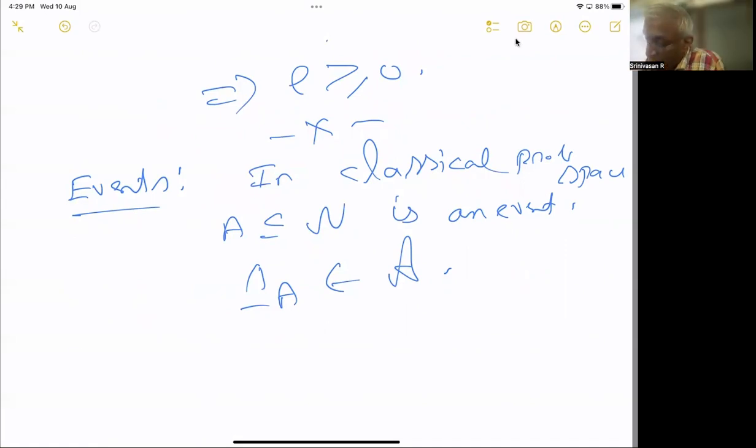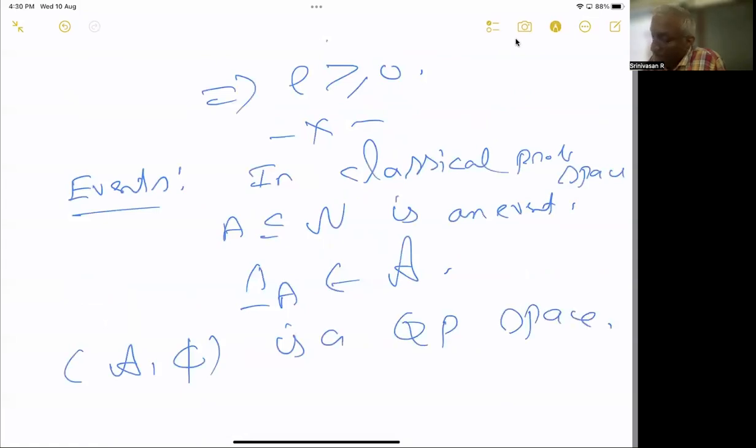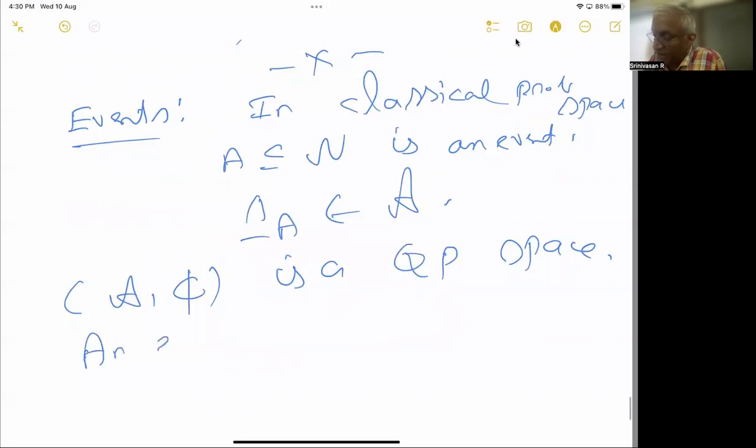So in a quantum probability space, when you have a pair (A, phi) which is a quantum probability space, then an event is just a projection.